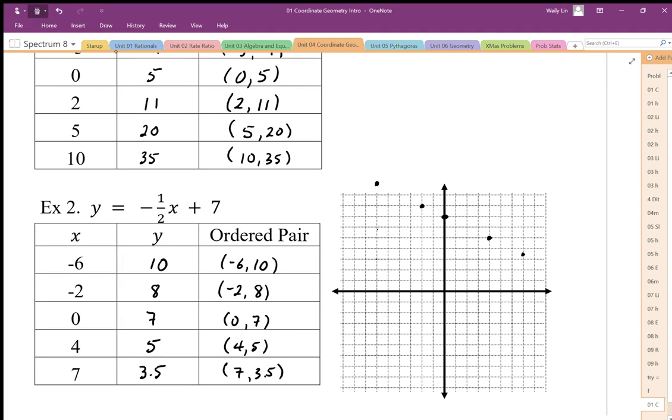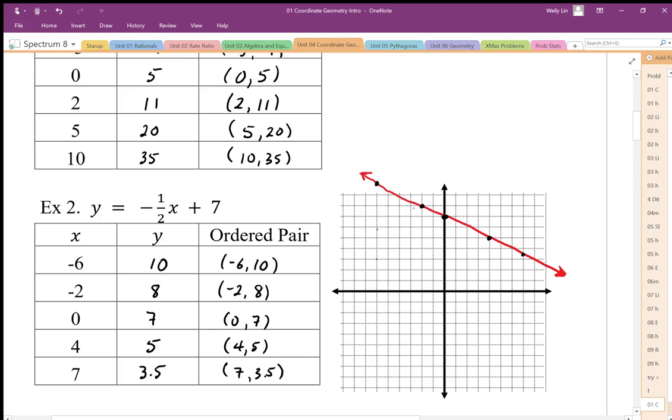I'm looking for some pattern, and this pattern is the relationship. This is how x and y are related. When I multiply by negative 1/2 and add 7, it gives me a pattern that looks like that. That's not a very good line, but I hope you get the point. I'm going to draw my line a little bit nicer than that. We're going to get a straight line pattern, and really it's the pattern that we're looking for.